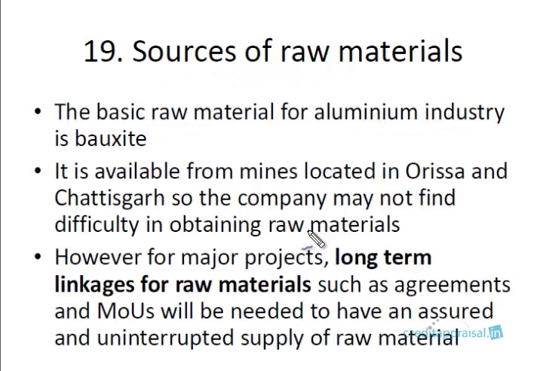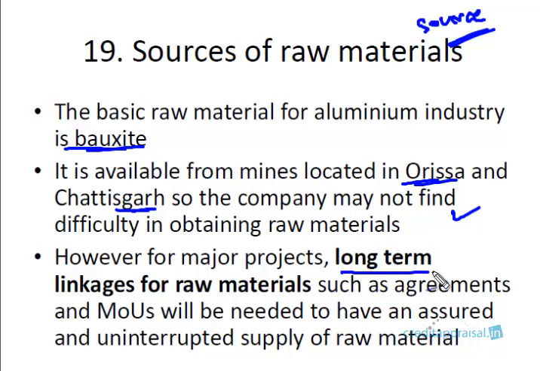Then raw material is a very critical point for a project to be successful. So what is the source? Usually companies will be locating the project at areas which are close to the raw material source. Okay, so that we discussed under the location advantages. For this company, the raw material for the aluminum industry is bauxite. It is available from the nearby mines in Orissa and Chhattisgarh. So for this company, it is okay.